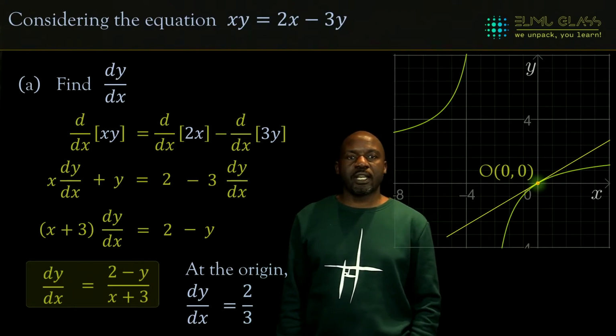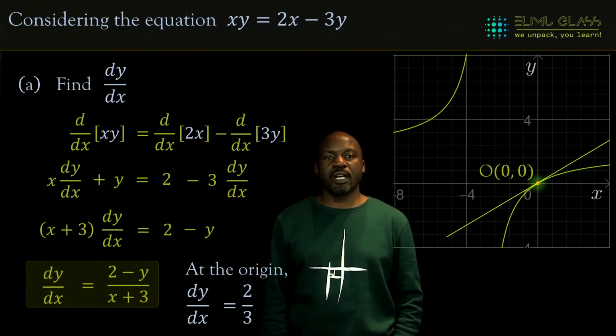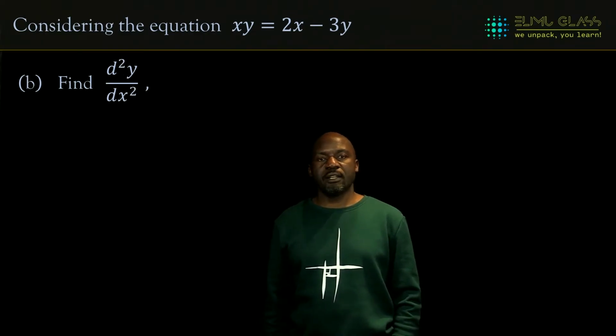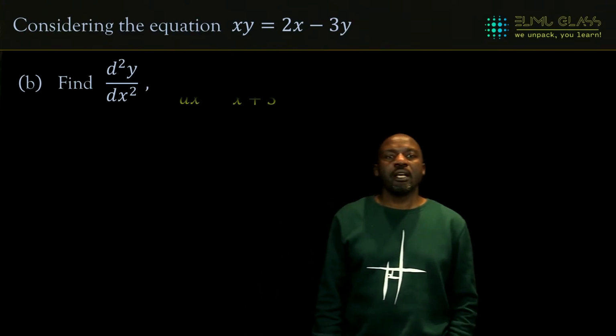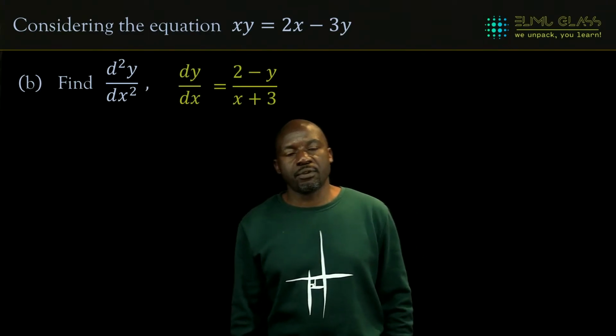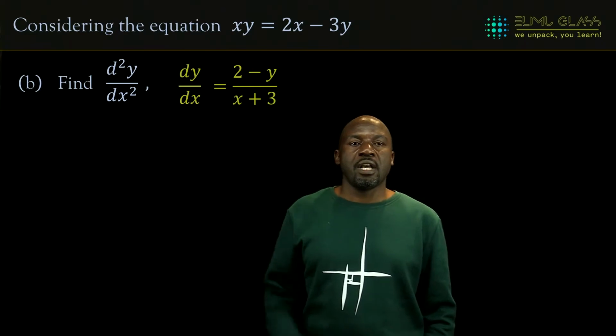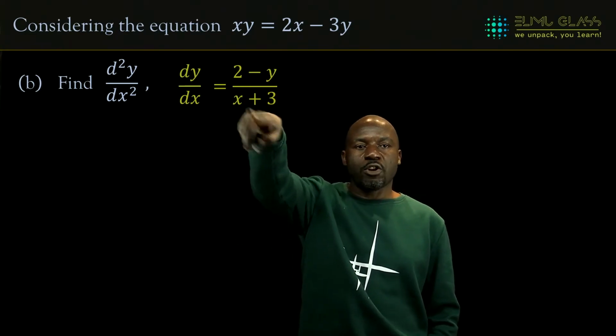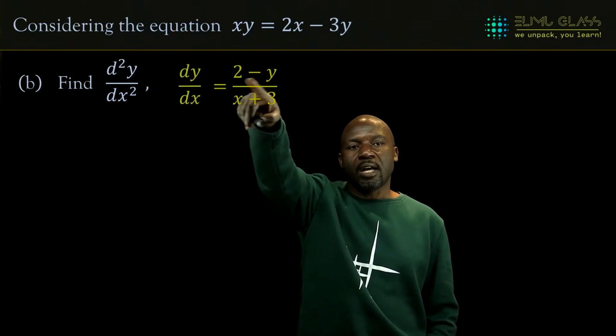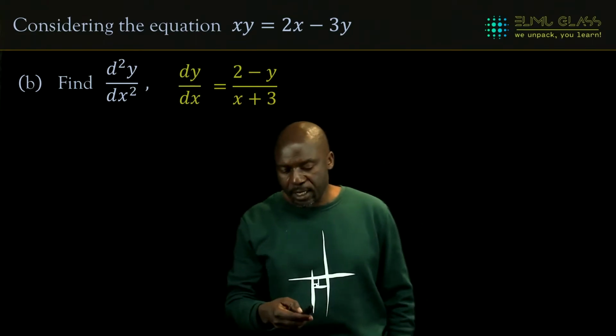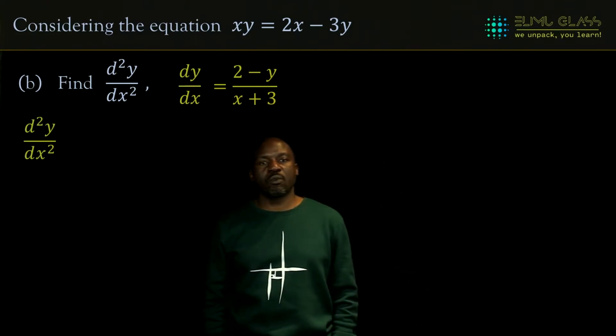We go to the second part of the question, which wants us to determine, I believe, the second derivative. So we have our first derivative. If we're going to find the second derivative, this now requires the quotient rule because we have a fraction. And so the quotient rule, what does the quotient rule say?